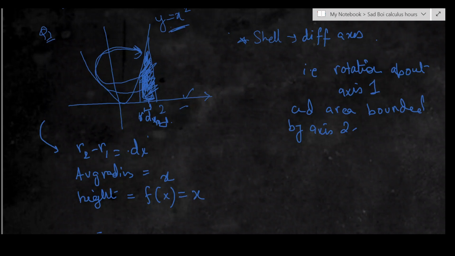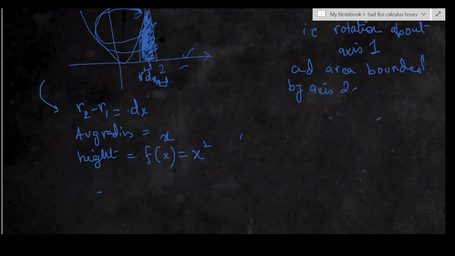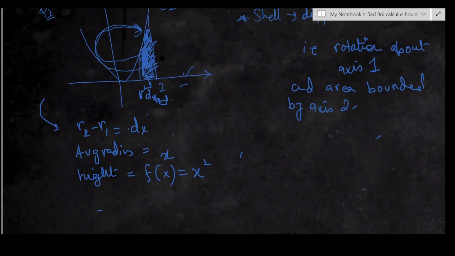What else do we need? We need the height, and height is f of x, that is x squared, at that particular x where we're finding the radius. Height is equal to f of x, that is x squared. Now let's substitute things into our formula. We have integration from a to b, 2 pi. We have average radius, that is x. We have height, that is x squared. And we have the thickness.